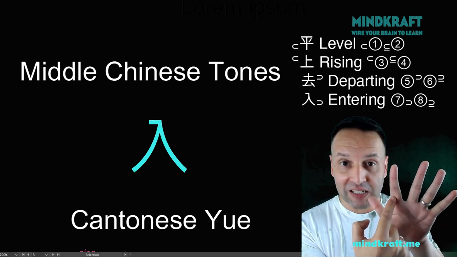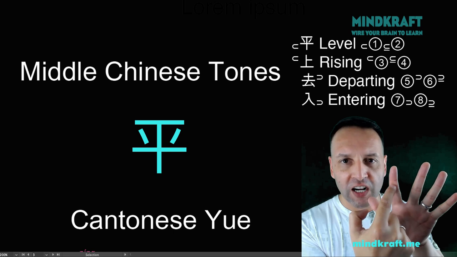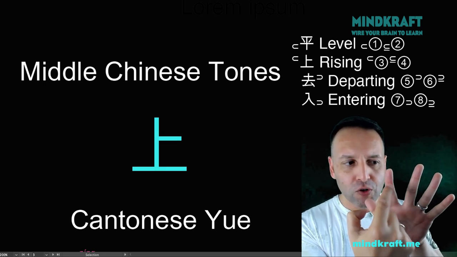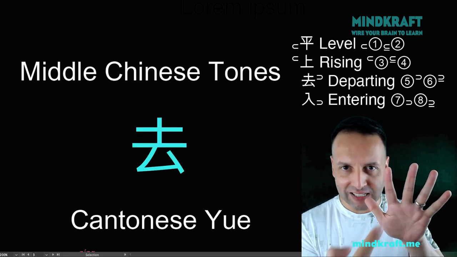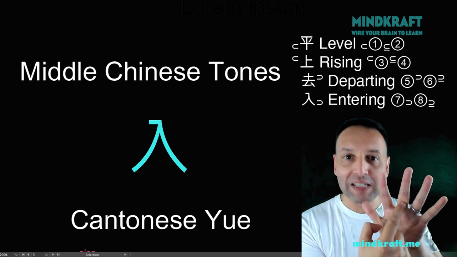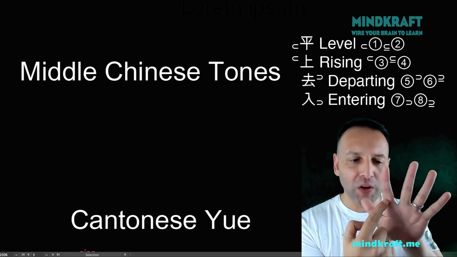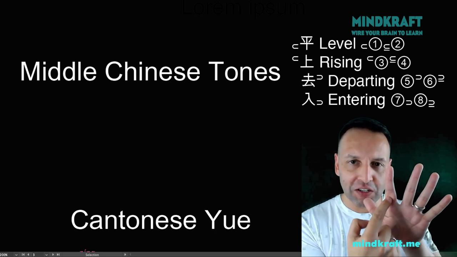So ping means level. Shang means rising up. Chu means departing or going out. And ru means entering. Okay, so what this meant, this was normal voice. Ping was normal voice.